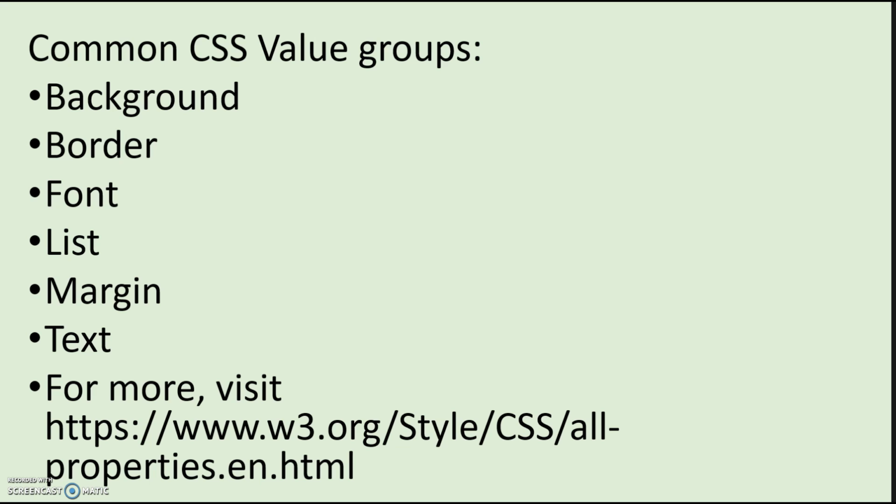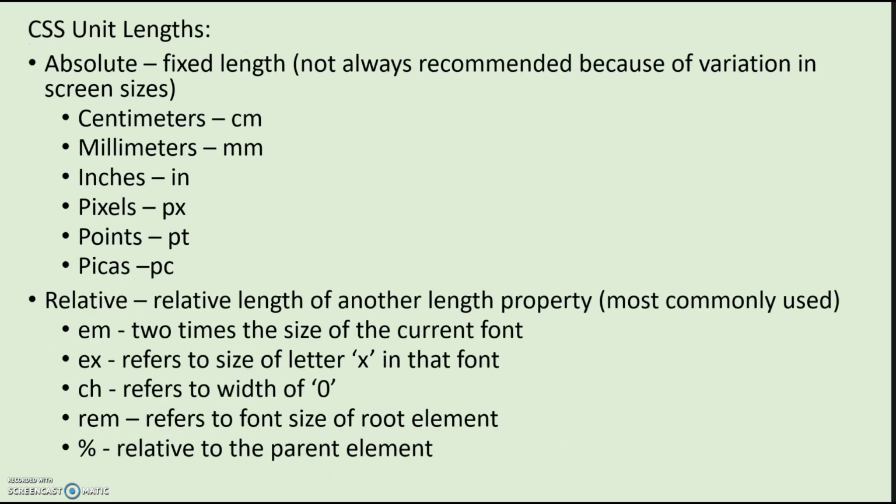There are many different CSS values. The W3C has a list online, but some of the most commonly used value groups include background, border, font, list, margin, and text. There are more online at w3.org. Sometimes values, or attributes, have a numeric value to express a length. When this is the case, they are referred to as units. It is important to note that there are two basic types of units: absolute and relative. Absolute lengths are suggested for use in print, while relative lengths are suggested for use on screen.